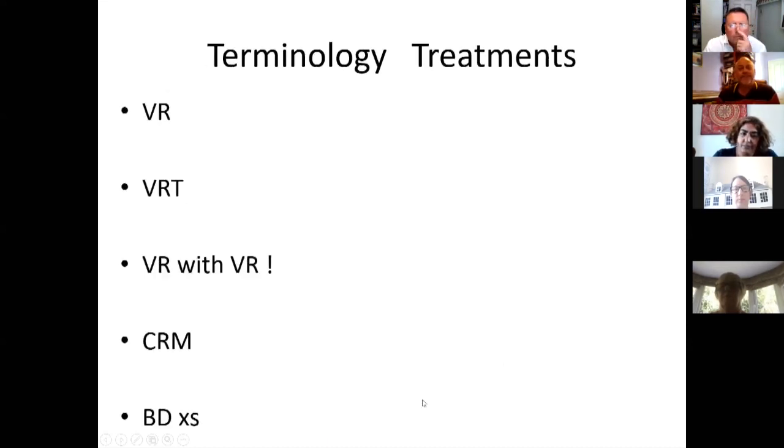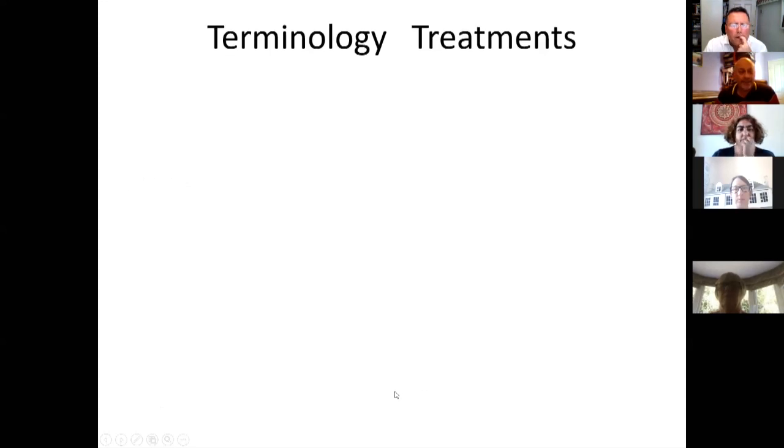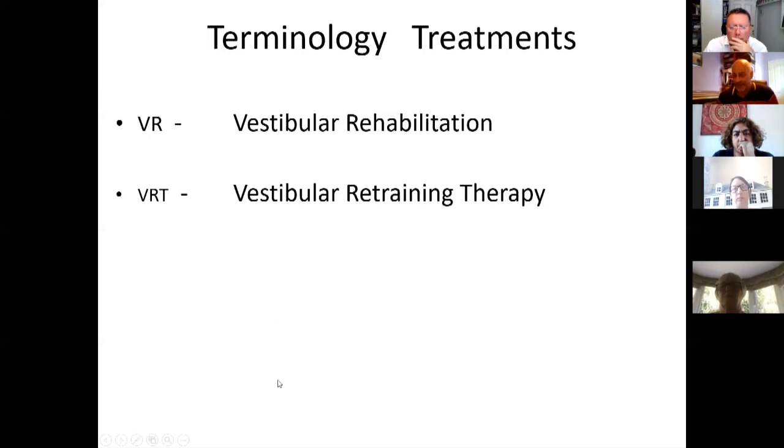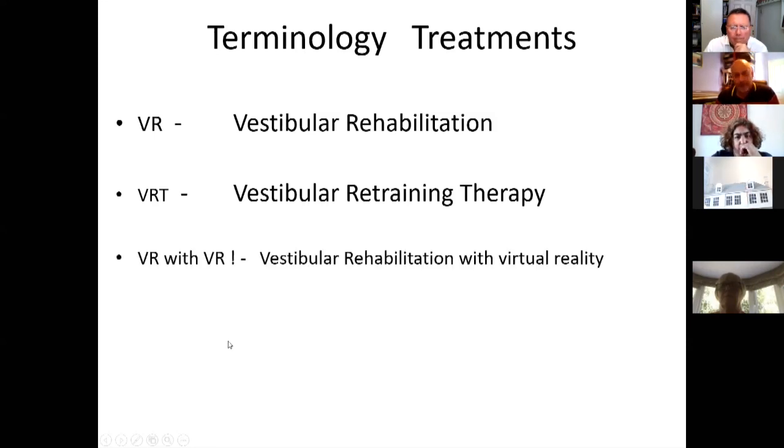The treatments, these are the terminologies. VR, vestibular rehabilitation, is what we do in the Balance Clinic to treat vestibular symptoms. It's also often called vestibular retraining therapy, VRT. So VR and VRT, same thing. And then VR with VR often means vestibular rehabilitation with virtual reality. We're starting to use virtual reality, whether it's on phones, iPads, computer screens, or in proper mask setups with treatment. So you might be referred for VR with VR.